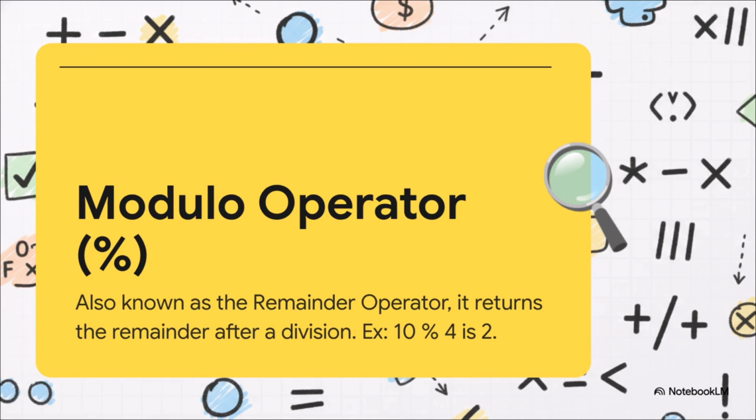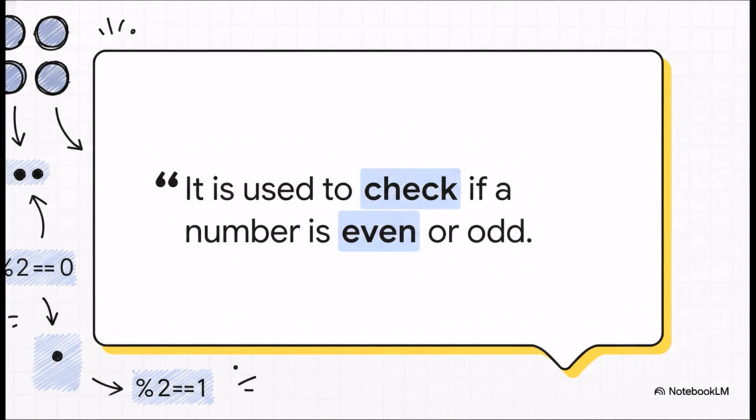Next up is the percent sign, but hold on, it has nothing to do with percentages here. In Python, this is the modulo operator, and its whole job is to find the remainder of a division. So think about it. 10 divided by 4 goes in 2 times with a remainder of 2. So 10 % 4 just gives you that remainder, 2. It sounds a little strange, but it has some really brilliant uses. And here's one of its most common jobs, a fantastic little programming trick. You can use it to instantly check if a number is even or odd.